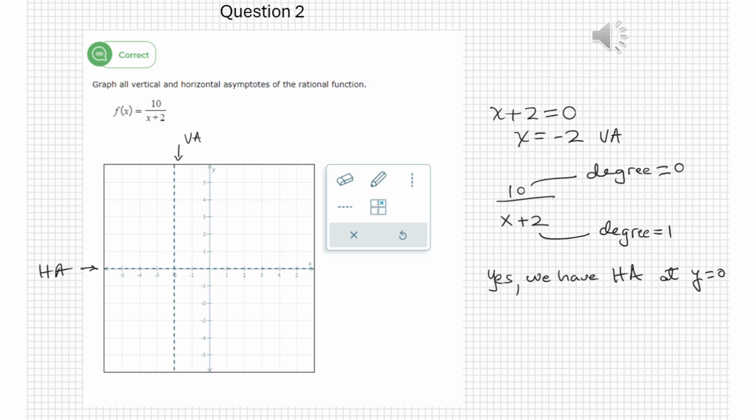Okay, now the horizontal is a little bit more complicated. Not complicated, but you need to learn some rules. And the rule is the degree analysis. For example, the degree of the polynomial at the top, in this case, is 0 because it's constant. It's just 10, no x, degree 0. And the degree of the polynomial in the denominator is 1 because it's linear. So when the degree of the denominator is bigger than the degree of the numerator, this is a special case in which we have a horizontal asymptote always at y equals 0.